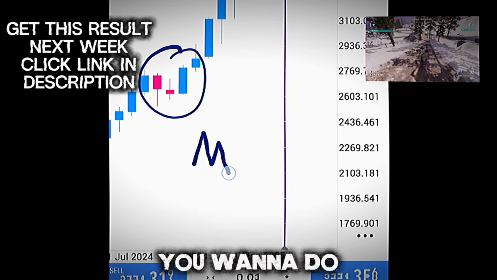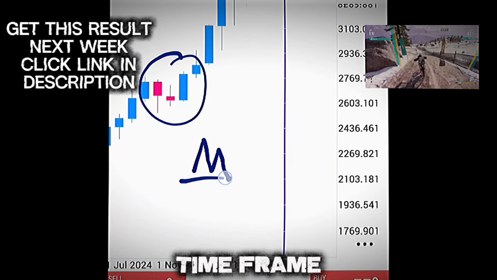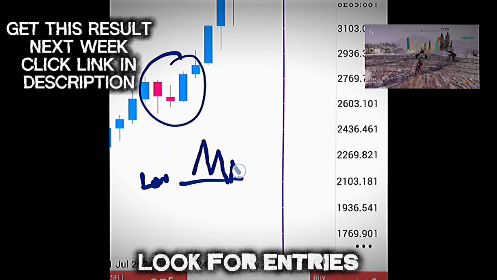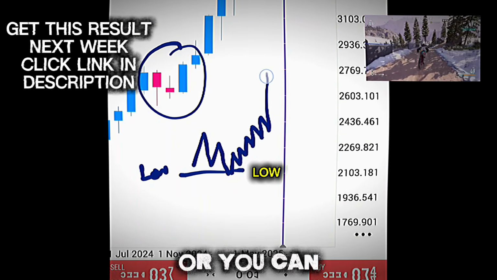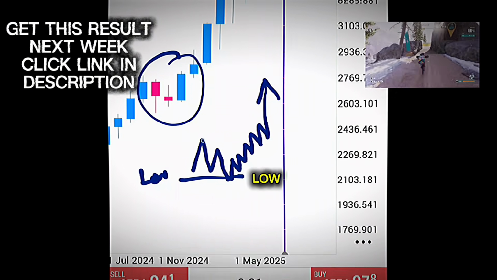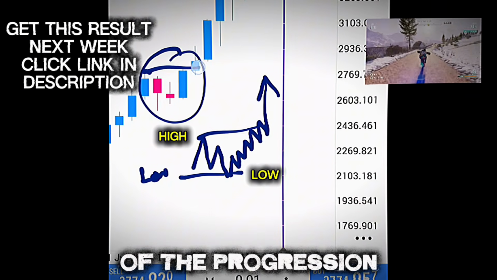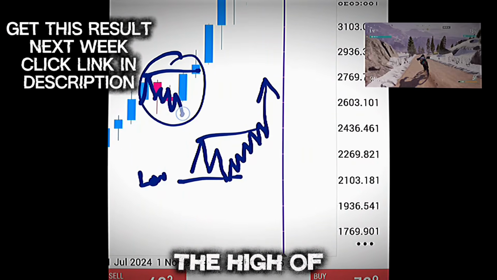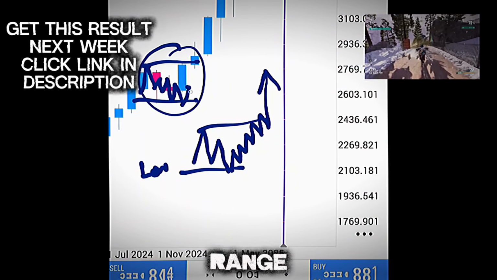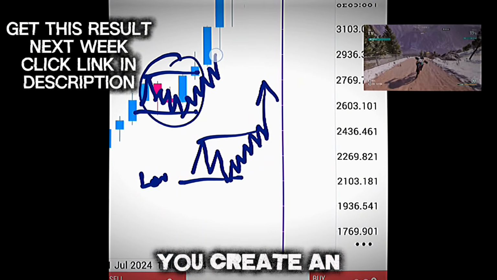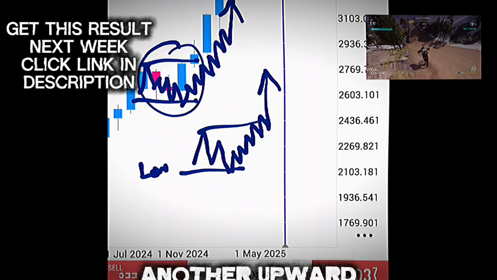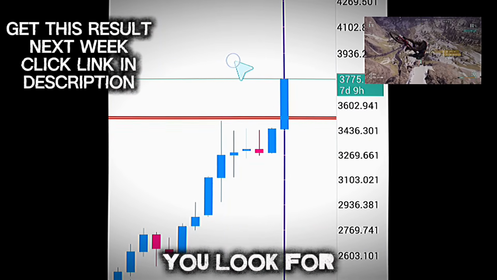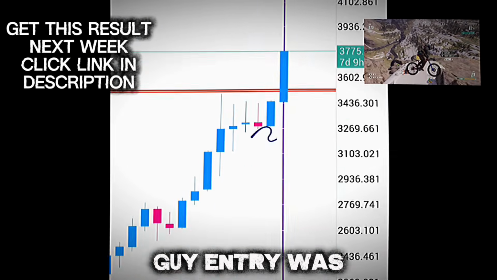So basically what you want to do is look for entries on lower time frame, which can either be from the low of the progression, or you can look for entries at the high of the progression. So basically you just look for the entries as price reaches the high of the progression. It's something like a candle range. You create an upward move, then a downward move, and then another upward move, and when price is almost breaking out of the upward move, what do you do? You look for entries. And basically the guy's entry was around there.